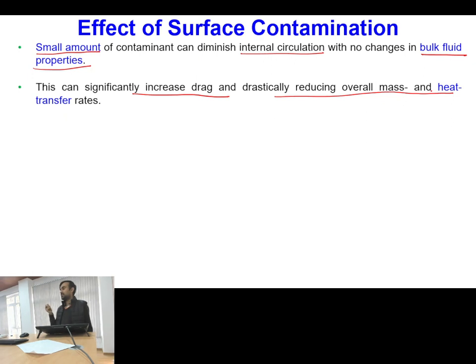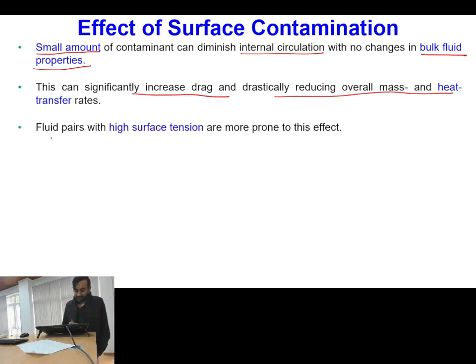Because the presence of contaminant is altering the surface tension, because of which the internal circulation is diminishing. If there is no internal flow, then ultimately the mode of heat or mass transfer will be purely because of diffusion effects. On the contrary, if there is internal circulation present, then some advection will also come into the picture. And we know that transfer or exchange of properties because of advection or convection is more in comparison to pure diffusion. So that's why we will be experiencing a reduction in mass and heat transfer rates.